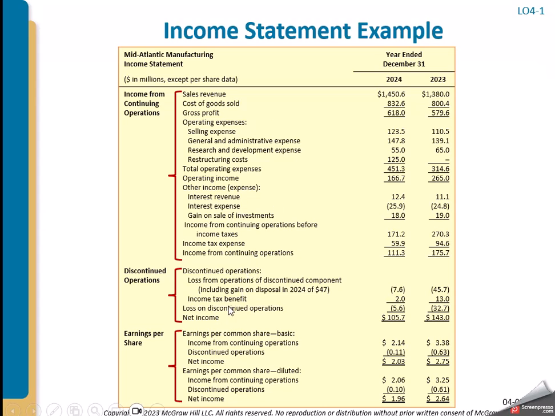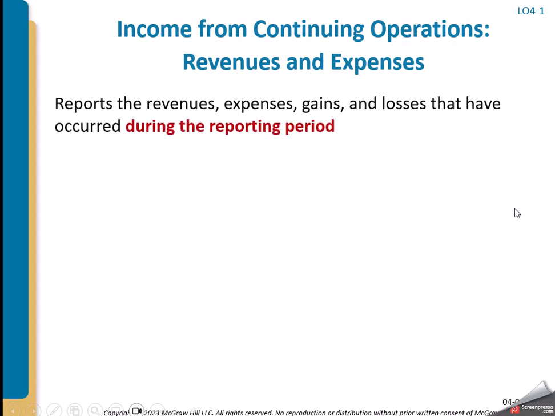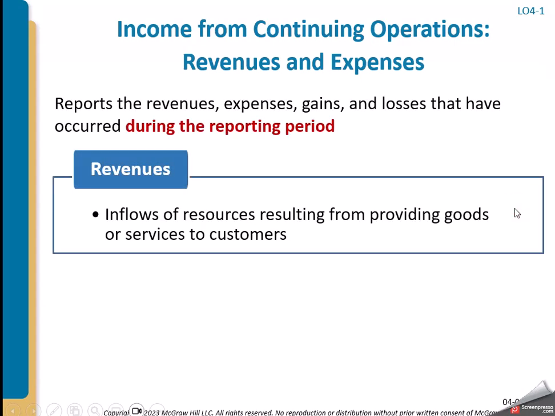Then we go down here, we see discontinued operations. That's more extraordinary in nature. We're not doing that all the time, so we're going to segregate that. And then normally on the face of the income statement, they will calculate the earnings per share because it is a ratio that investors are interested in seeing.